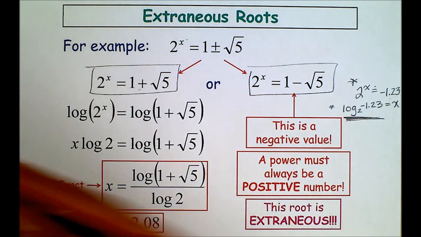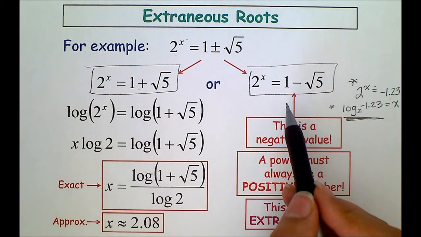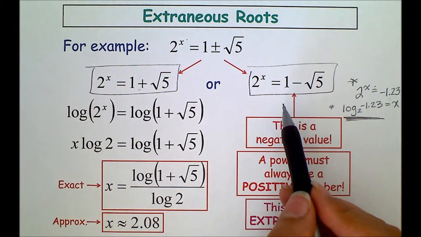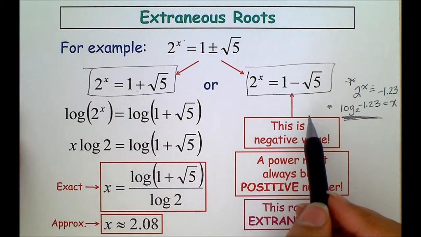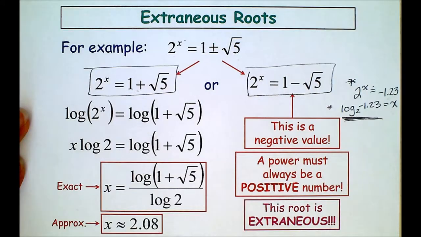Whenever you have a power equal to a negative value, you end up getting an extraneous root because that's something you cannot find the solution of. Because this gives you a negative value, and your power must always be a positive number, that means the root is extraneous. So we're going to look at an example where this kind of problem would occur.